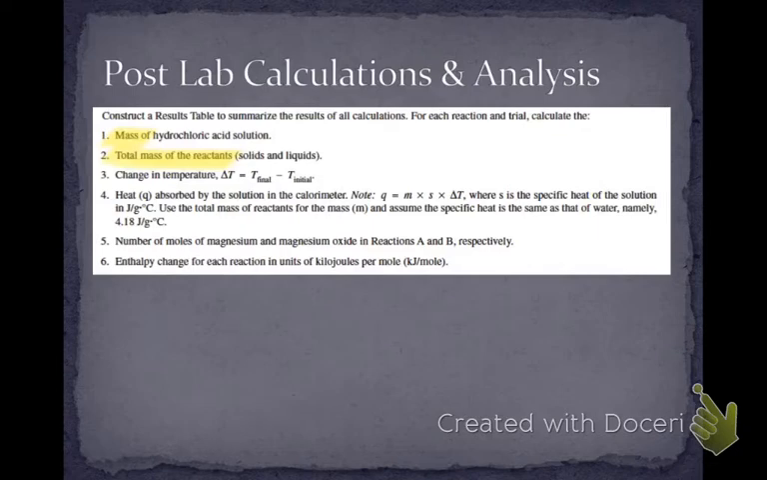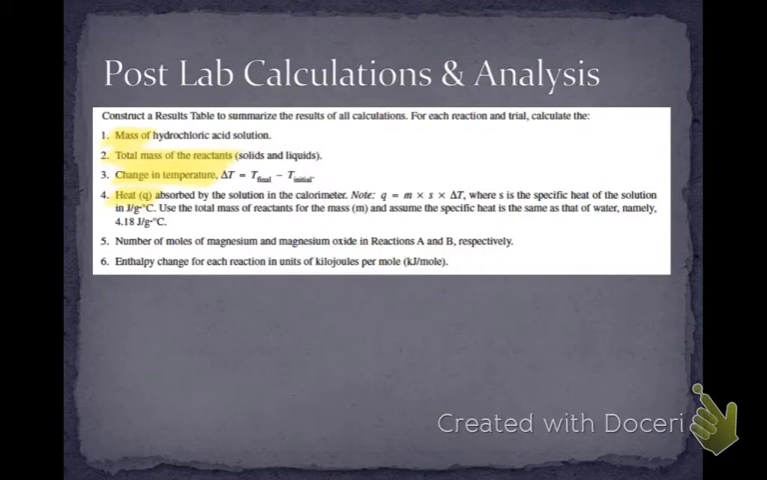And then the third thing that you're going to want to include is the change in temperature, so delta T. You'll take final minus initial and put that into the data table. And then the next thing is the Q value, so the heat that's absorbed by the solution, and it tells you exactly what to do here. It gives you the specific heat. We're going to use the same as water, and it's telling you to use the total mass of reactants from number 2 as your mass, and delta T you calculated in 3. So you're going to be able to plug in all of that information and calculate Q for each trial, and then you'll put that in your data table.